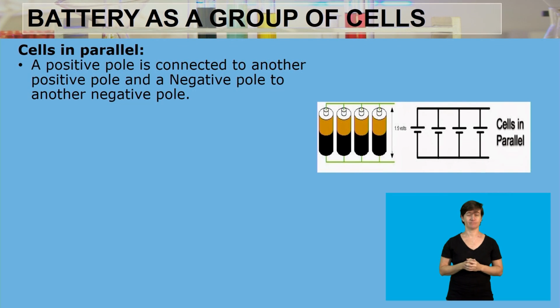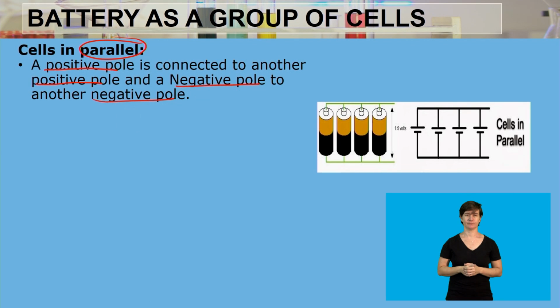So cells in parallel is different from cells in series. Now in parallel, we have a positive pole connected to another positive pole. Remember, we're still talking about the parallel connection. And then also a negative pole is connected to another negative pole of a different cell. So when we're comparing the parallel and the series connection, you find that in series, the positive pole is connected to a negative pole of a different cell. And then in this case, the positive pole is connected to a positive pole of a different cell, and again, the negative pole is connected to a negative pole of a different cell. That's only when we are talking about the parallel connection.